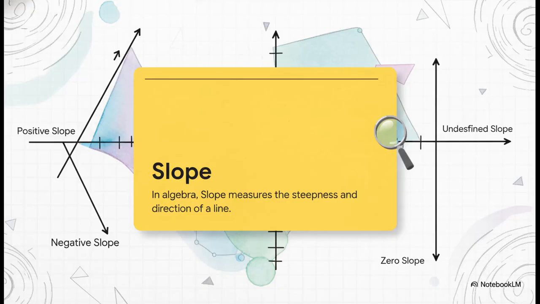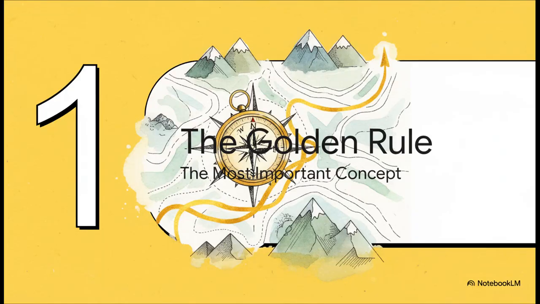Let's go. So what is slope anyway? It's actually pretty simple. It's all about 2 things: how steep a line is and which way it's going. And here's a little secret for you. Before you even think about touching a calculator, the best tool you have for this is right in front of you, your own eyes.